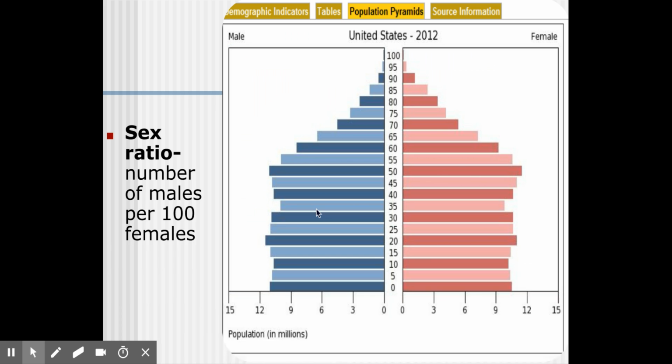The next thing you need to know is called sex ratio, and basically it's just the number of males per 100 females. So to get that number, you take the United States, you take the number of men, and you divide it by the number of women. If we look at the U.S., it looks pretty even, but if you could get in there with a micrometer or something, you'd see that there's a sex ratio of 0.97. So for every 1 female, there's 0.97 males.